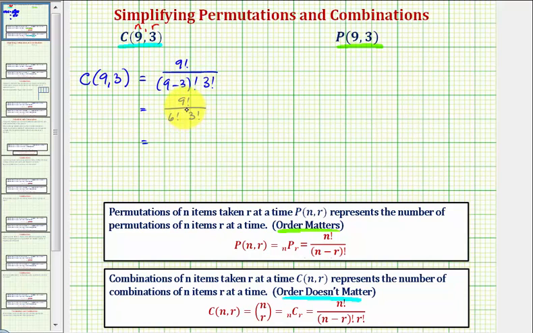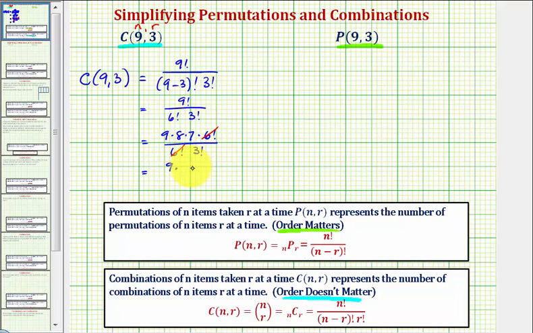Now we'll begin to expand 9 factorial, which is 9 times 8 times 7 times 6 times 5 times 4 times 3 times 2 times 1. But because we have a 6 factorial in the denominator, we'll stop here and write times 6 factorial divided by 6 factorial times 3 factorial. Notice how we can simplify 6 factorial over 6 factorial, because 6 factorial divided by 6 factorial would be 1. And now we'll go ahead and expand the 3 factorial and simplify again.